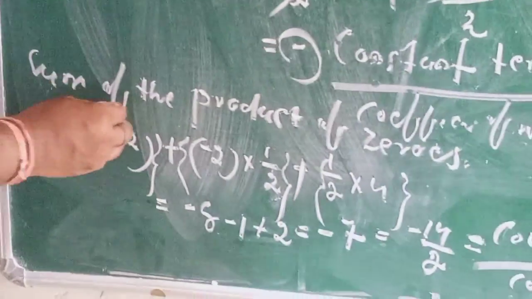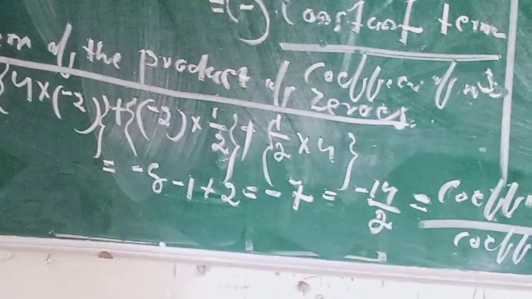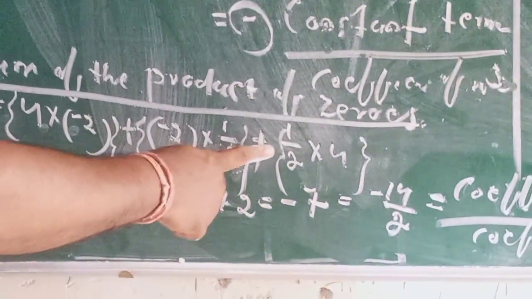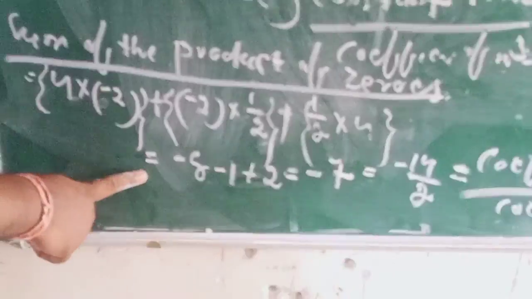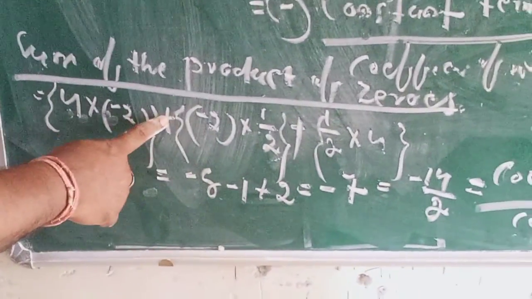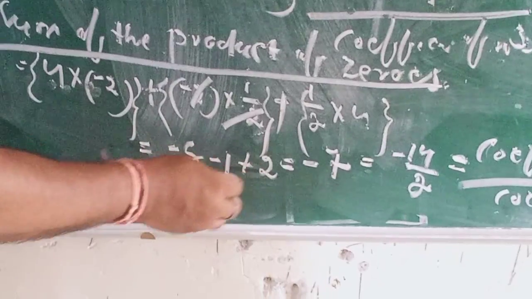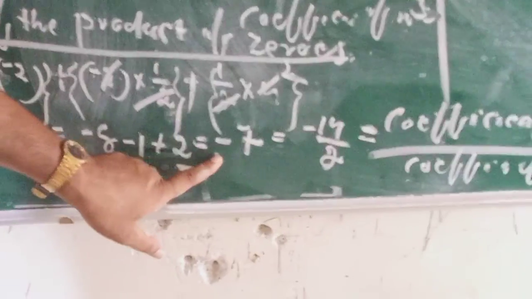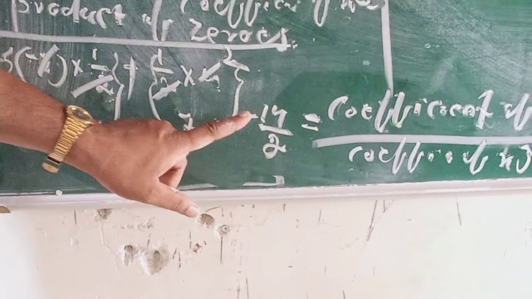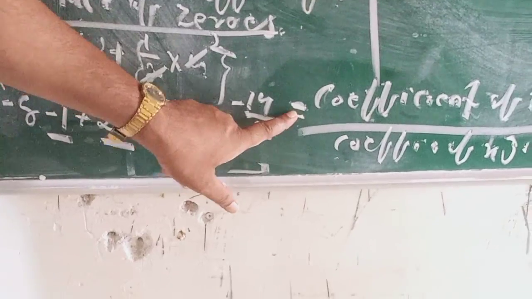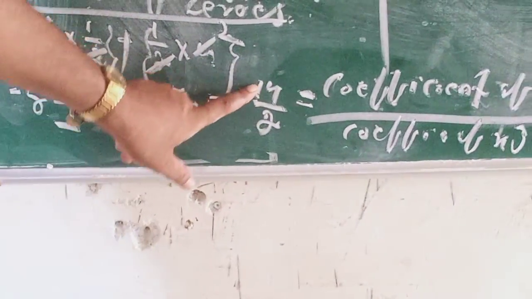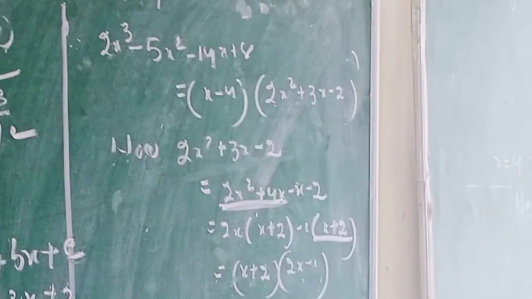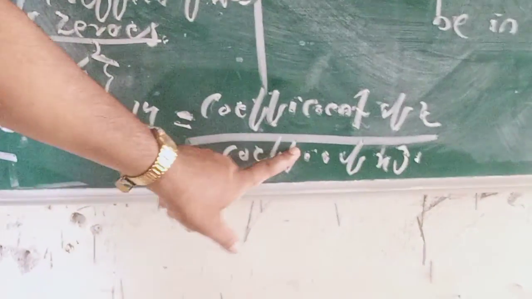Now the sum of the product of zeros, taking two zeros at a time: 4 into minus 2 plus minus 2 into 1 by 2 plus 1 by 2 into 4. So it will become minus 8, plus minus 2 into 1 by 2 which is minus 1, then 1 by 2 into 4 which is 2. Minus 8 minus 1 plus 2 is equal to minus 7. Minus 7 can be written as minus 14 by 2. Minus 14 is the coefficient of x, so you can write coefficient of x by coefficient of x cube.